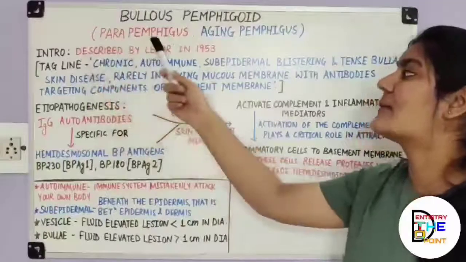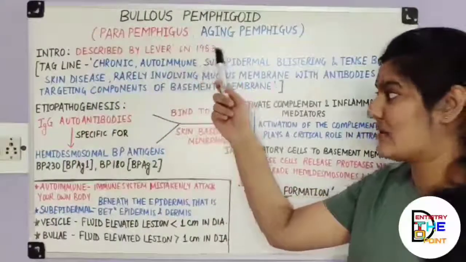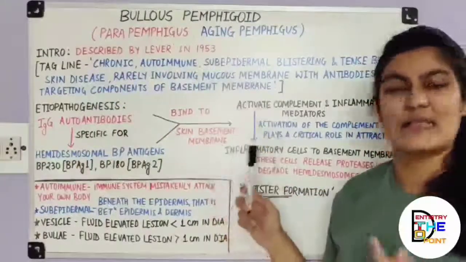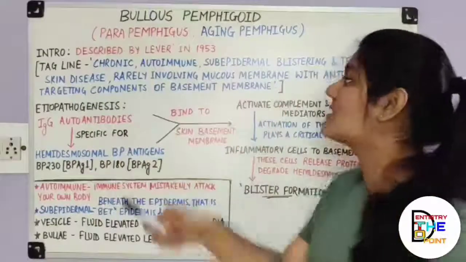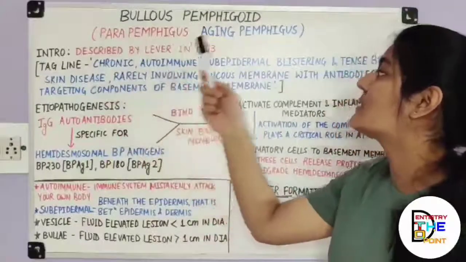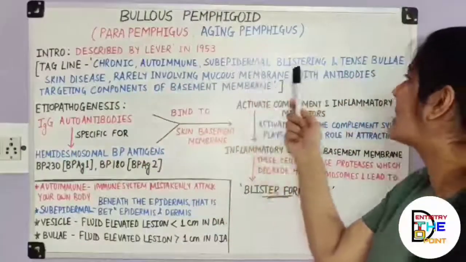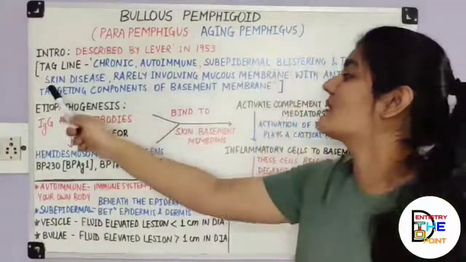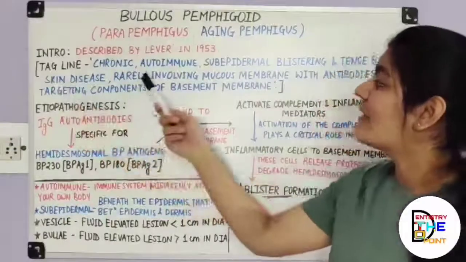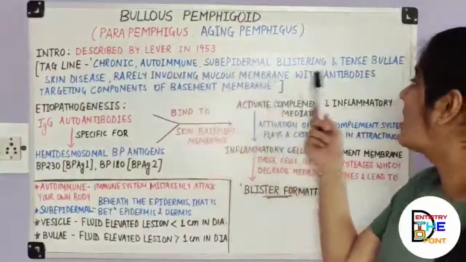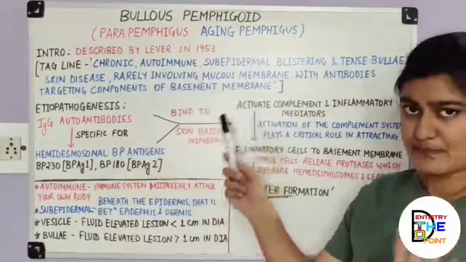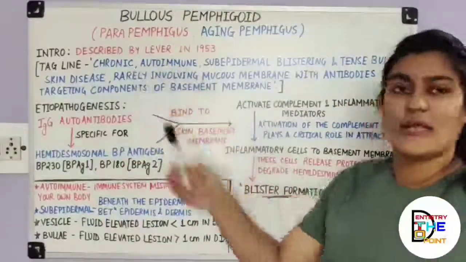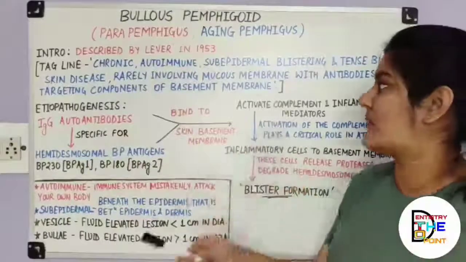Now let's see the introduction. It was described by Lever in 1953, and the tagline of the disease, the tagline as we always say, which sums up the whole disease, goes as: chronic autoimmune subepidermal blistering and tense bulla skin disease, rarely involving mucous membrane, with antibodies targeting components of the basement membrane. See, I'll explain. Chronic, a longer duration of time.